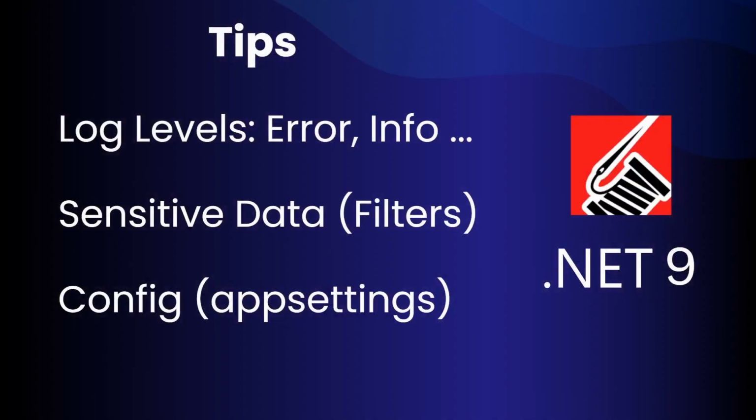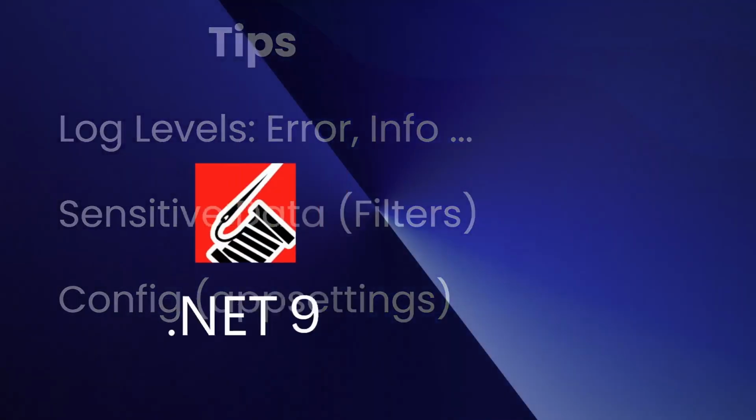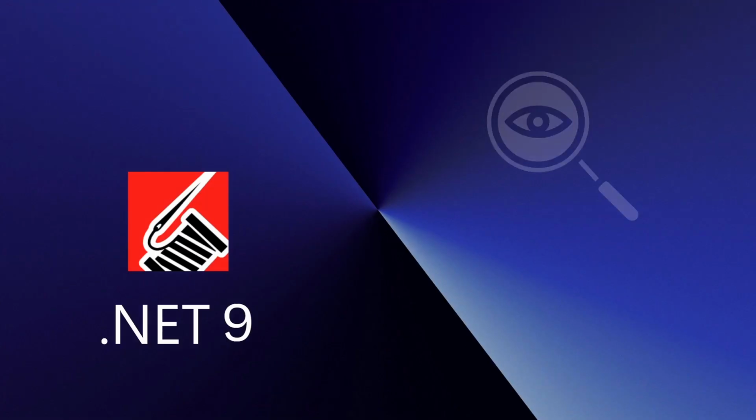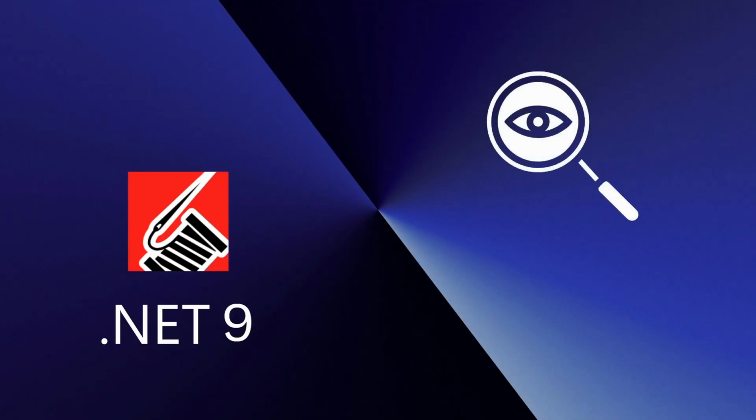Here are some tips to consider. Use log levels to indicate the log severity, prevent logging sensitive data with filters, and centralize logging configuration in the appsettings.json. In conclusion, structured logging is fundamental for production-ready .NET applications that aim for transparency and observability of data events.